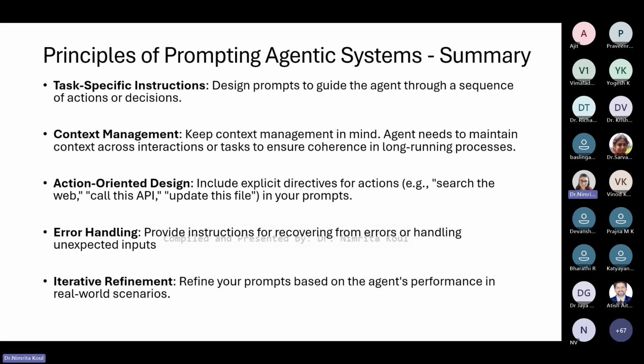So this is a summary. Provide task-specific instructions, manage your context window, give action-oriented prompts, take care of error handling. Write your prompt such that the chances of errors occurring are less, and when the errors do occur, your agent is able to reflect, refine and start all over again.